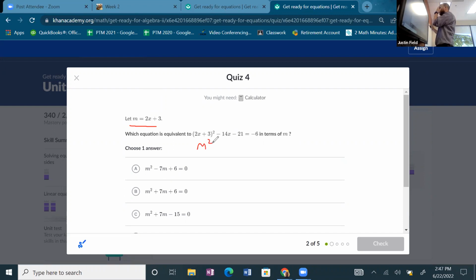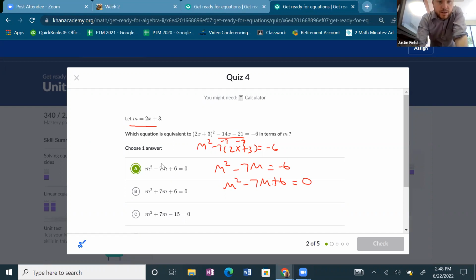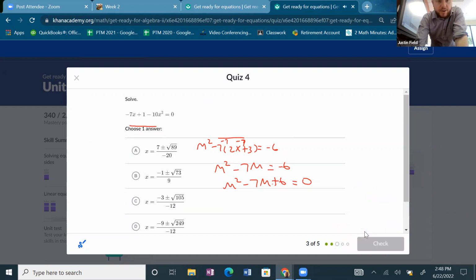And then let's look for that GCF again, because I can divide both terms by -7, and that would make this 2x + 3. You see that? Pretty cool. So then we would have m squared minus 7m equals -6, or m squared minus 7m plus 6 equals 0. So that's A. That one wasn't too bad, just different.